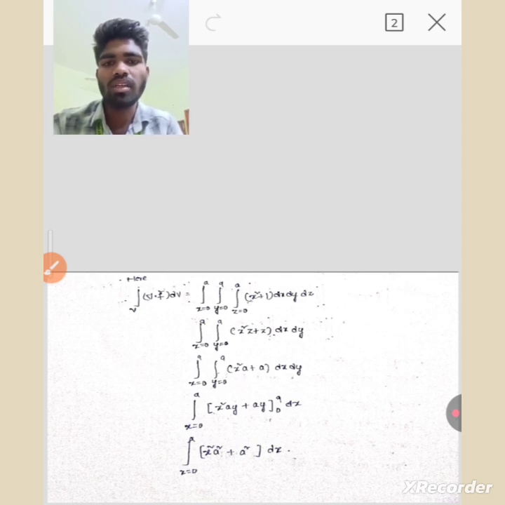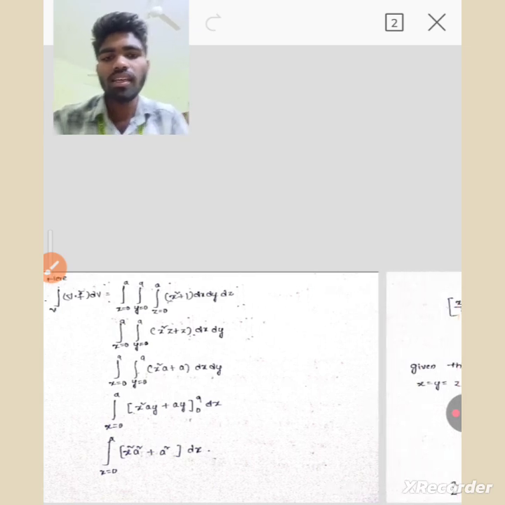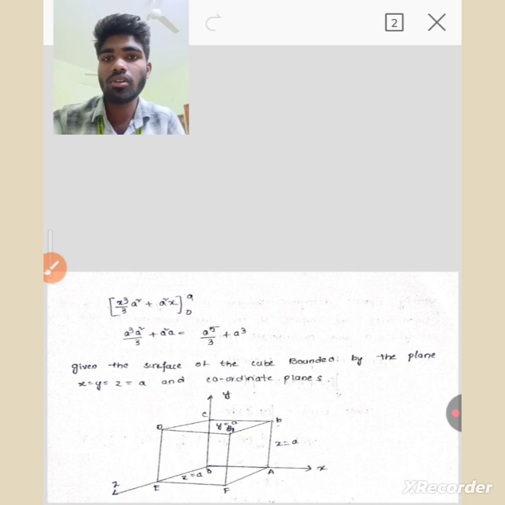By substituting the limits we get (x square a plus a) dx dy, and now we integrate with respect to y. We get the integral over x equal to 0 to a of (x square a y plus a y) dx with y from 0 to a. Now we get the integral x equal to 0 to a of (x square a square plus a square) dx. Now integrating with respect to x, we get a square x cube by 3 plus a square x from a to 0. By substituting the limits we get a power 5 by 3 plus a cube.